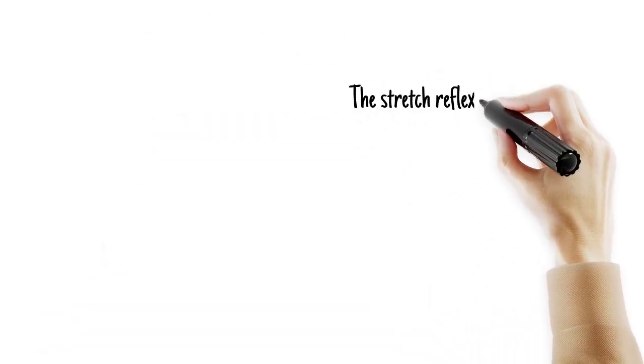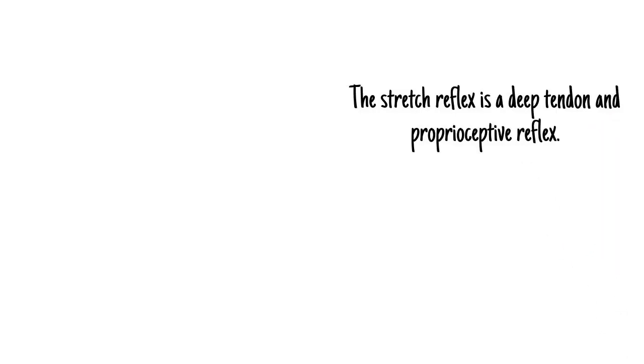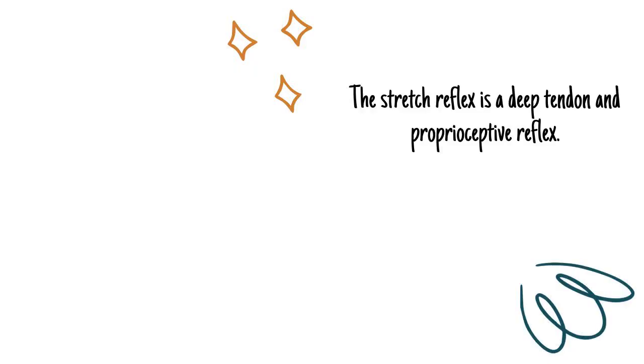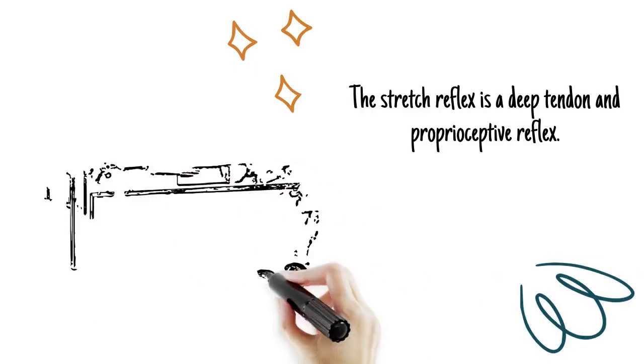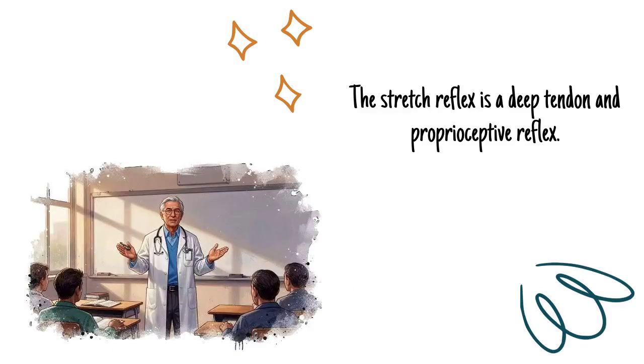In summary, the stretch reflex is a deep tendon muscle stretch or proprioceptive reflex in which rapid muscle stretch activates muscle spindle receptors, sending afferent input to the spinal cord that monosynaptically excites alpha motor neurons to contract the same muscle. Descending corticospinal pathways modulate the gain of this circuit.